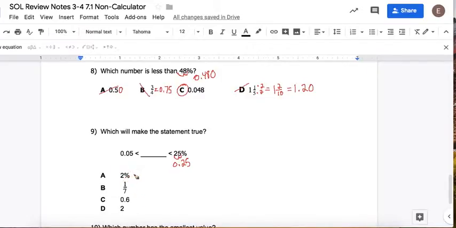So the first one we have is 2%. So I can change that to a decimal, 1, 2, and drop in a 0. So we have 0.02. Is that in between there? No, it's not. So cross it out. The next one we have is 1/7. So I don't have this one memorized.